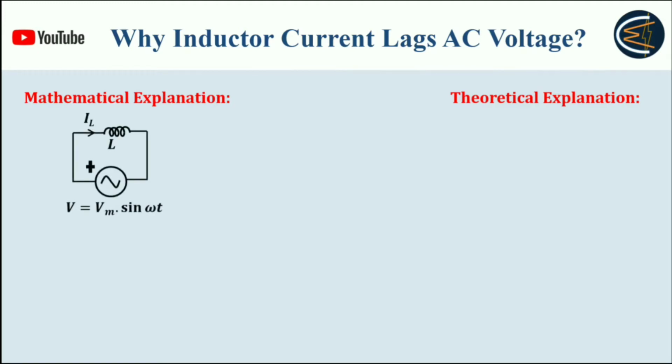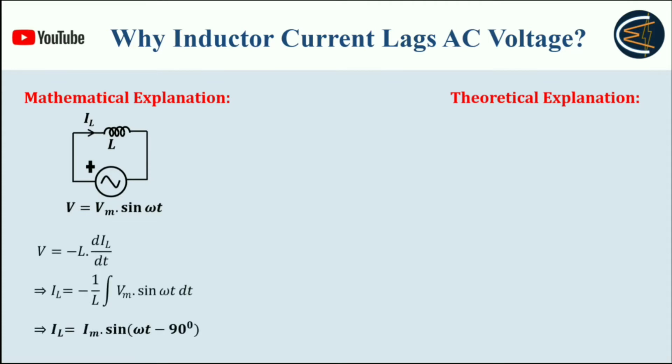Suppose this is the circuit. This is the sinusoidal AC voltage V equals Vm sin omega t that is applied across an inductor L. Okay, so this is the inductor current. Now if you try to derive the equations, then as we all know, V equals minus L dIL/dt. That is based on Faraday's law and also Lenz's law.